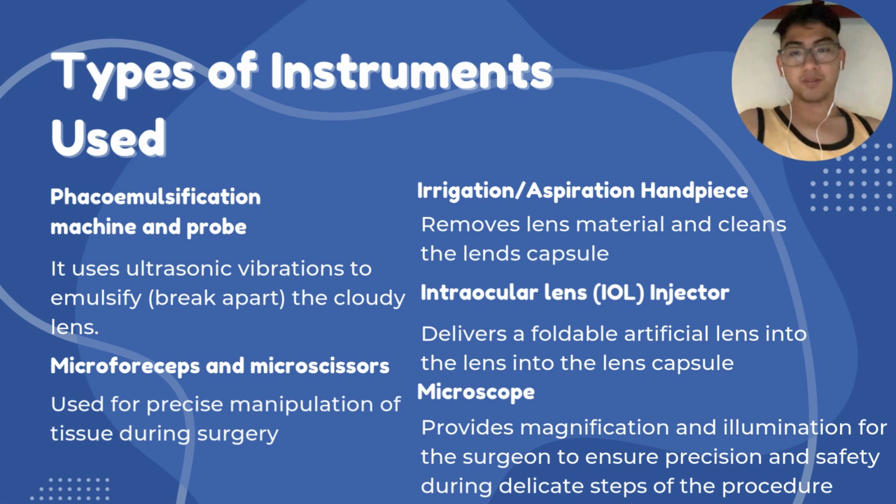So, the types of instruments being used here. First is the phacoemulsification machine probe. It uses ultrasonic vibrations to emulsify the lens. Then we have micro forceps and micro scissors. These are used for precise manipulation of the tissue during surgery. Irrigation aspiration handpiece. This removes the lens material and cleans the lens capsule. Next is the intraocular lens injector. This delivers the foldable artificial lens into the lens capsule. Finally, the microscope. This provides magnification and illumination for the surgeon to ensure precision and safety during delicate steps of the procedure.